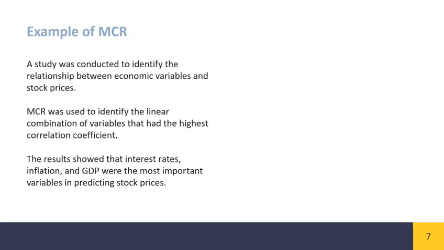Now we have an example of maximal correlation regression. A study was conducted to identify the relationship between economic variables and stock prices. Maximal correlation regression was used to identify the linear combination of variables that had the highest correlation coefficient relationship between economic variables and stock prices. The results showed that interest rates, inflation, and GDP were the most important variables in predicting stock price. So these are some examples of maximal correlation regression.